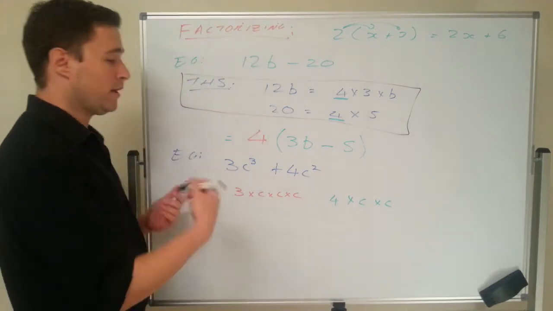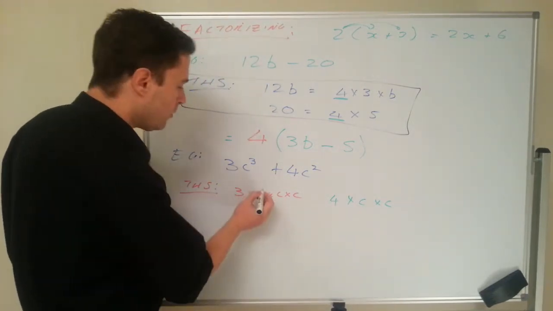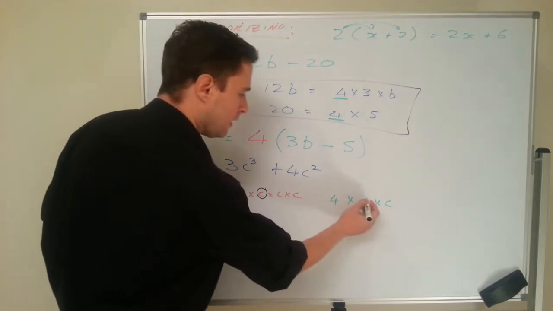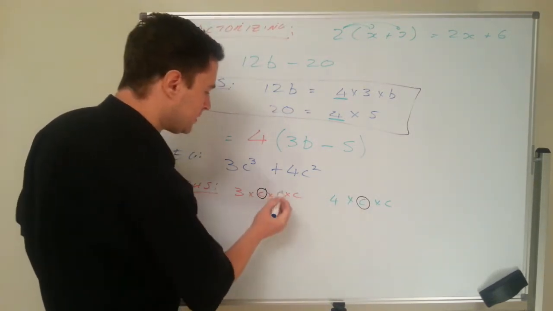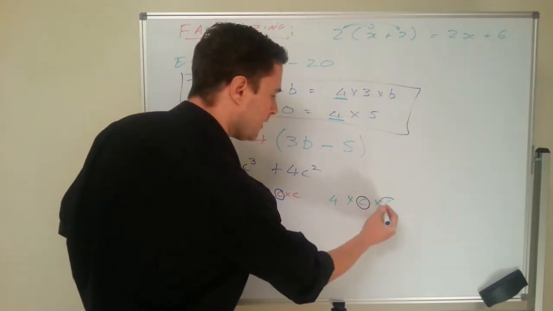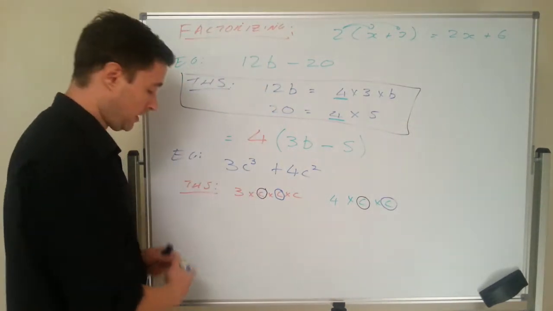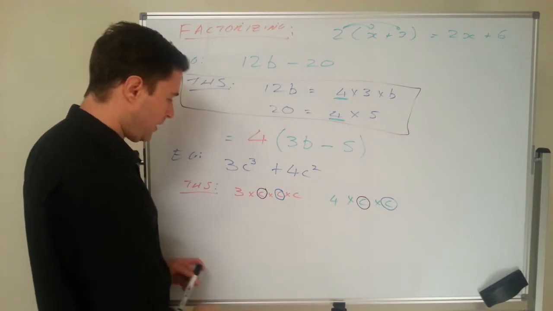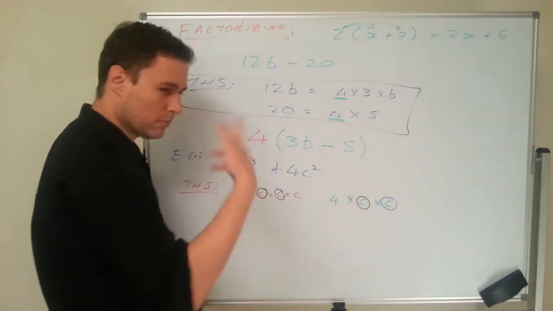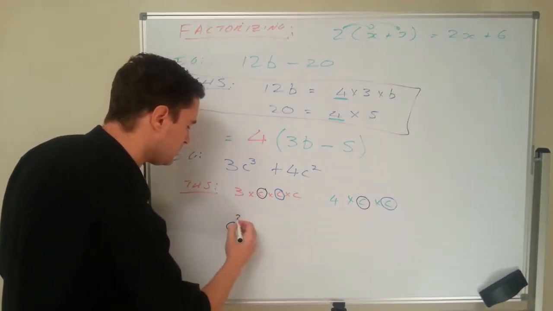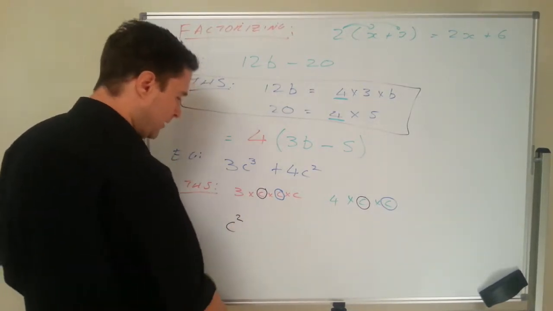Which one, what's the most I can take out of them? Well, I can take out that c, and that c, that's the same one, right? And then I can take out this c, and I can take out that c. That's the same one. Okay, so let's take that out. I've got c times c and c times c. So the most I can take out is c squared, right? And then I write down what am I left with.